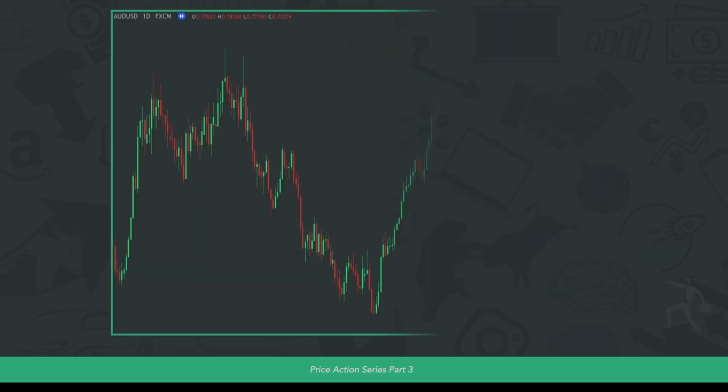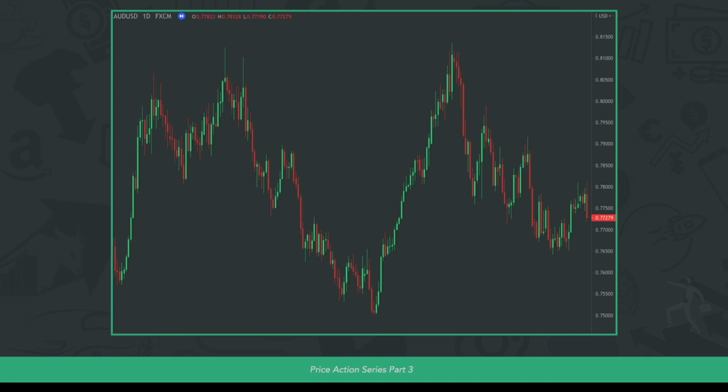Let's have another example, Aussie USD daily time frame. So meron tayong resistance dito sa level na to. So nagkaroon tayo ng rally to the upside, pullback, rally ulit. And then nagkaroon tayo ng rejection dito sa level na to for the first time. And then nagkaroon ng very, very aggressive decline.